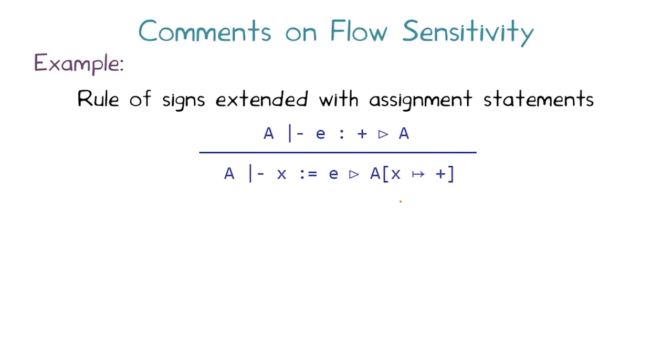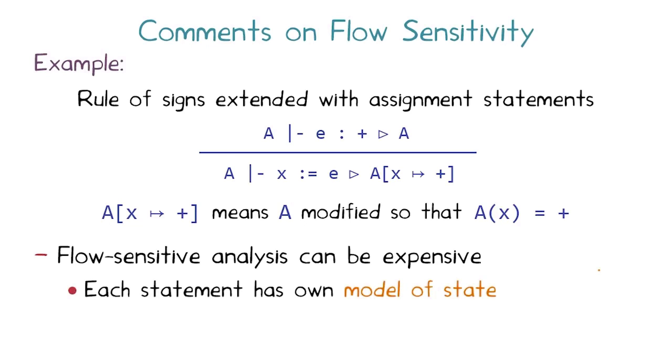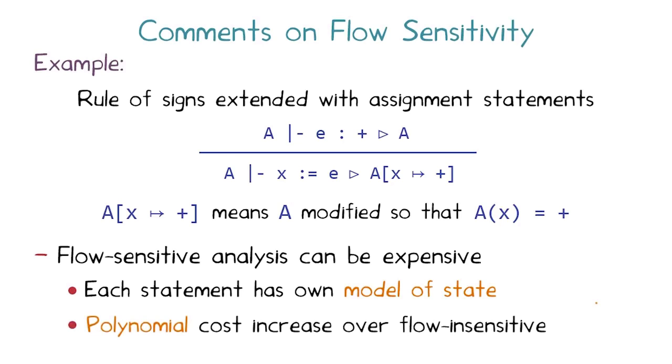As we alluded to earlier, flow-sensitive analysis can be expensive. Our abstraction is more complex. Each statement has to maintain its own separate model of the program's state. Because we are keeping track of more information, we end up with a polynomial increase in cost over flow-insensitive analyses. We can further refine our model of the program's state in order to improve the precision of our analysis.